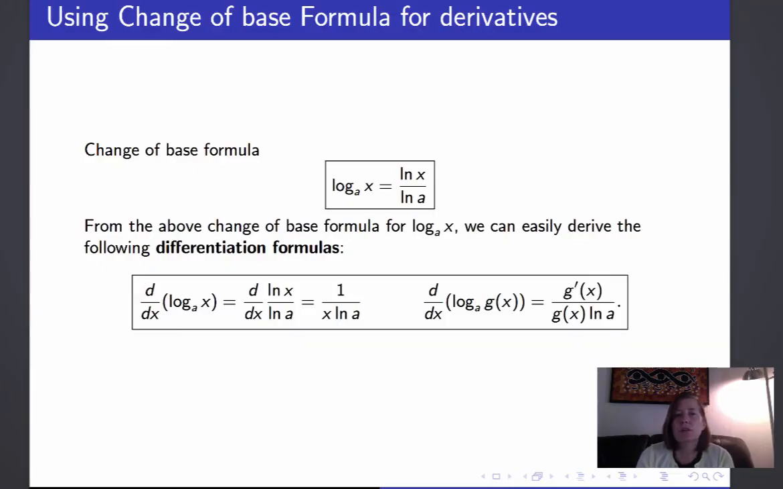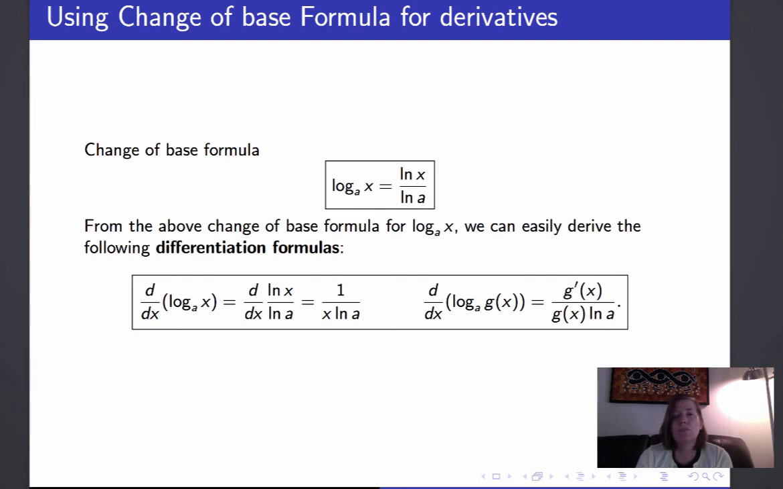We can use the change of base formula to derive a differentiation formula for log to the base a of x. We have its derivative is the derivative with respect to x of 1 over the natural log of a times the natural log of x, which is 1 over the natural log of a times the derivative of the natural log of x, which is 1 over the natural log of a times 1 over x. And using that formula, we can also come up with a formula using the chain rule, which says the derivative of log to the base a of g of x is g prime of x over g of x times the natural log of a.